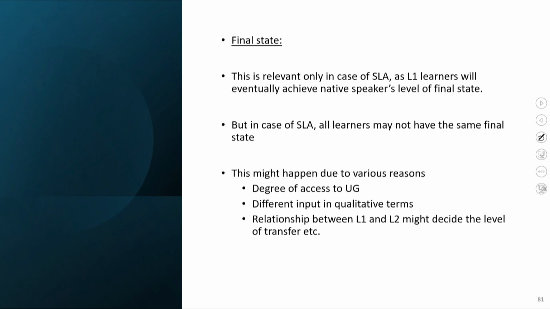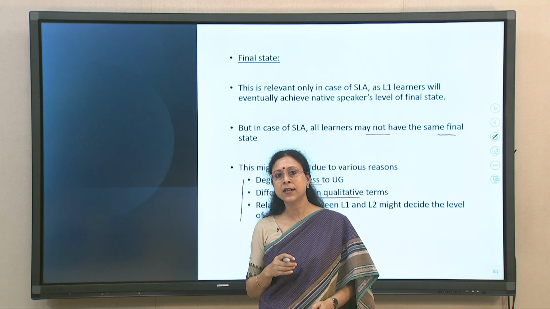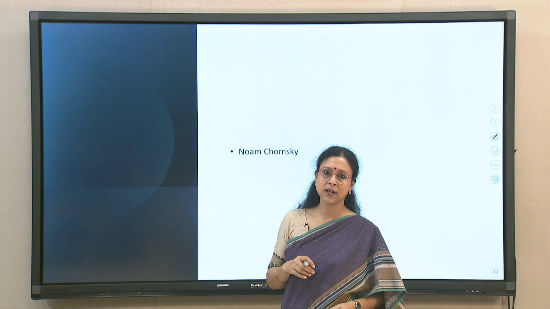So, all learners may not have the same final state. What will this depend on? It will depend on various factors. The final state speaker 1 achieves versus speaker 2 or 3 will depend on these factors. One of them is the degree of access to UG, different input in qualitative terms, and the relationship between L1 and L2, which might also decide the level of transfer and so on. So, multiple factors play a role in attaining the final state in SLA from the universal grammar perspective.